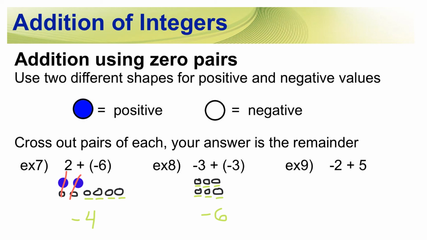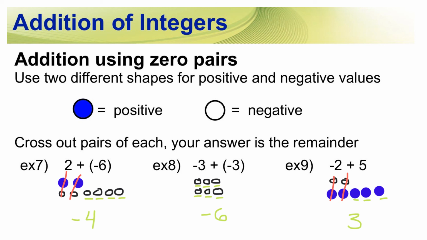And then finally, for our last problem, we have -2, so it's 2 hollow circles. Let's make those black, 1, 2. And then we have 5 positive, 1, 2, 3, 4, 5. And again, like I said before, we're going to cancel out the pairs 1, 2, and we're left with 1, 2, 3 positives. So our answer is going to be +3.